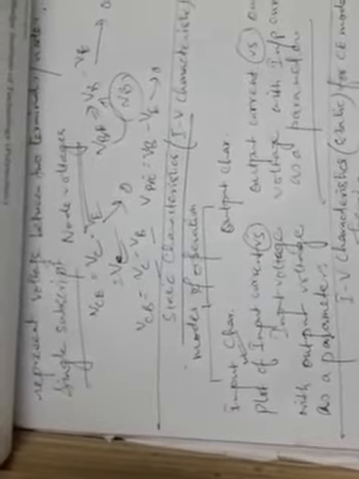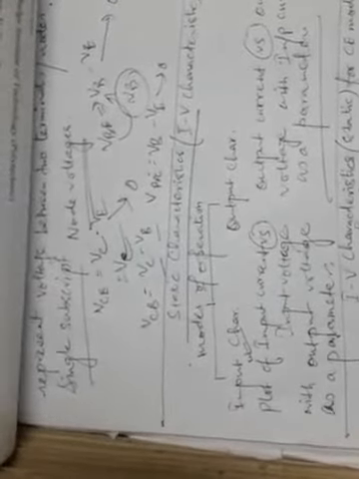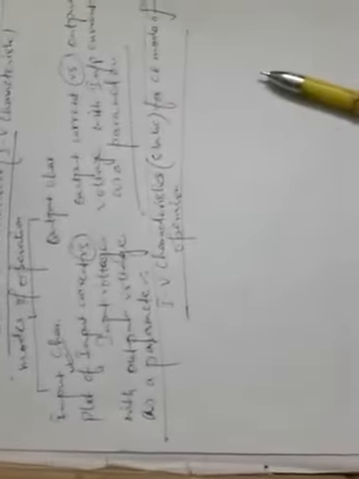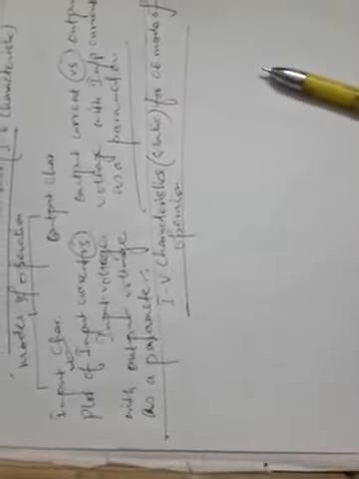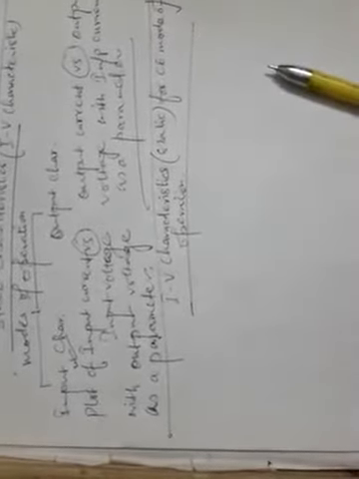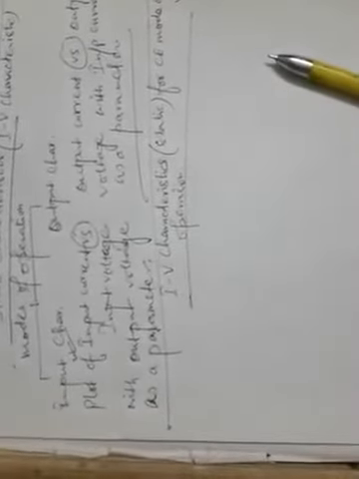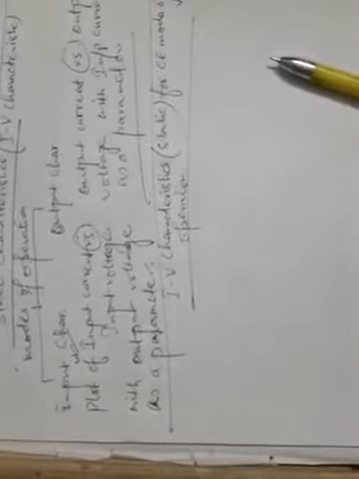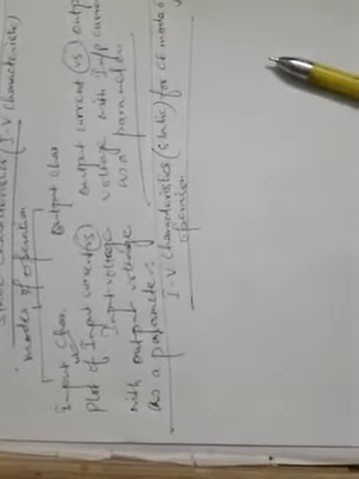Now let us first see the common emitter mode of operation and find its particular characteristics. For common emitter characteristics, you know that the emitter is grounded, so obviously the input circuit will comprise the base and emitter terminals, and everything is measured between the base and emitter. For the output circuit, everything is measured between the collector and emitter terminals.